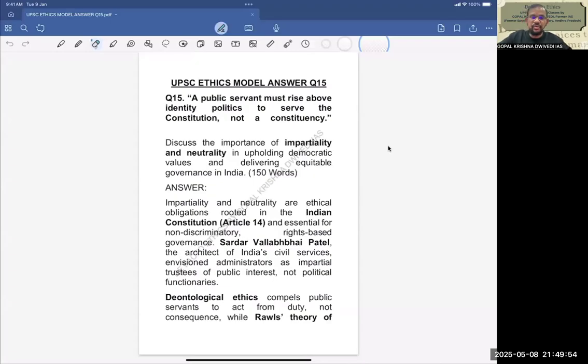Yesterday's question was: a public servant must rise above identity politics to serve the constitution, not a constituency. Discuss the importance of impartiality and neutrality in upholding democratic values and delivering equitable governance in India. This answer needs to be written in about 150 words for 10 marks, as theoretical questions come in the ethics paper. So let us see what the answer can be.